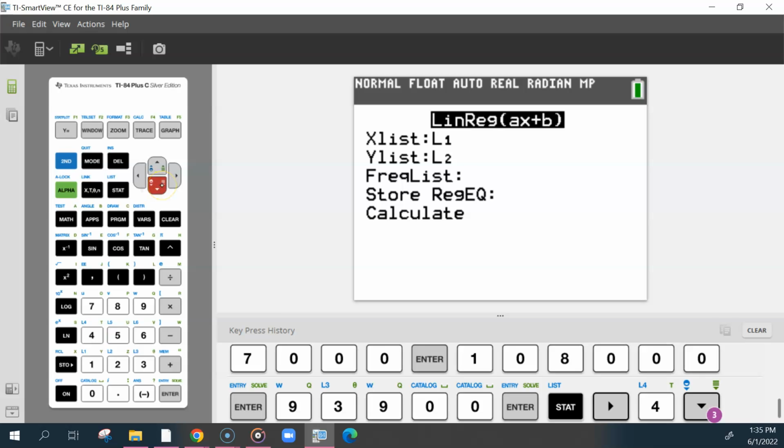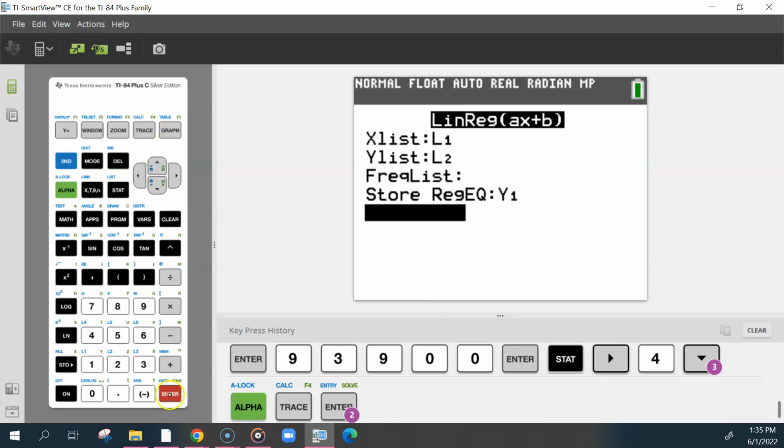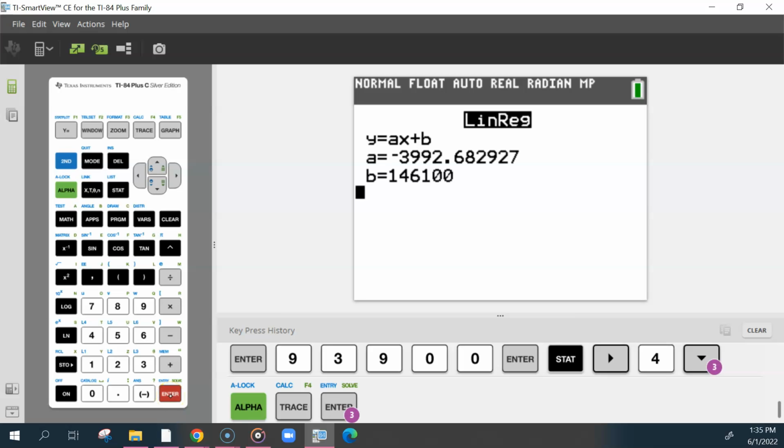So we're going to go down to Store Regression Equation, Alpha Trace, and then enter 3 times. After you get to Stat, calculate number 4, scroll down to Store Regression Equation, hit Alpha Trace, and then enter 3 times. And we're going to write down this equation. This did not say what to round to, but 3 decimals are really good. More than that is great. Less than that makes it less accurate.